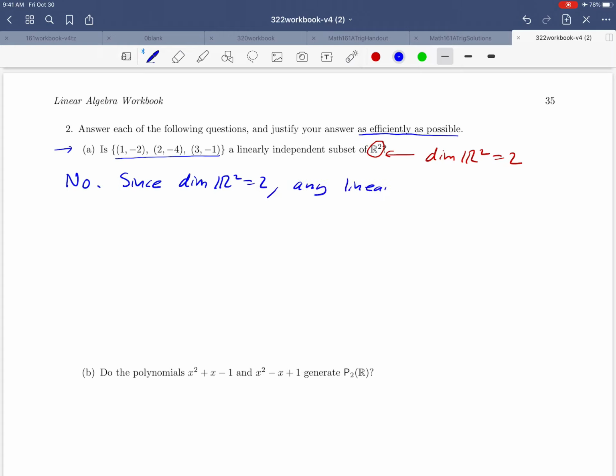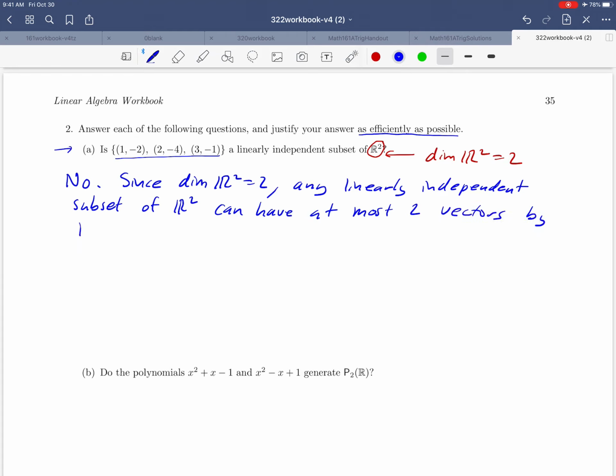We know that any linearly independent subset of R2 can have at most two vectors. That was dimension fact 2. So this set that contains three vectors can't be linearly independent. Notice that we didn't have to do any calculations to come up with that conclusion. We just had to give an explanation, say which fact we're using and how we're using it.